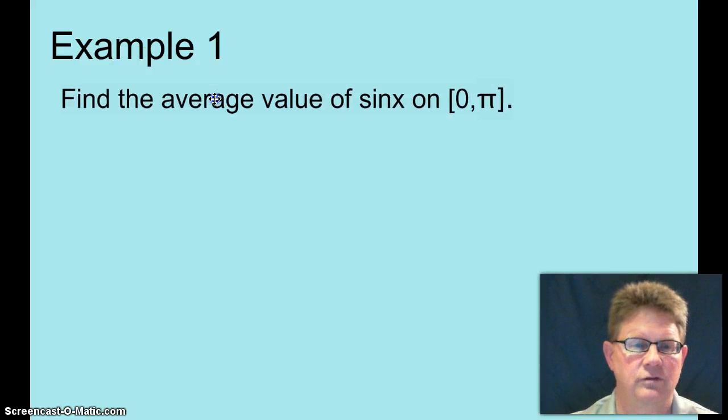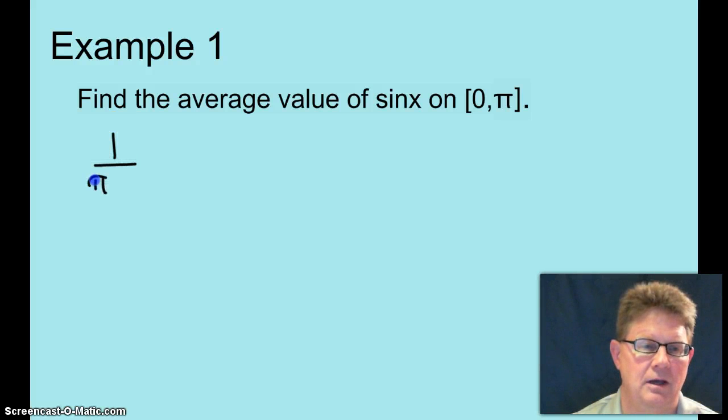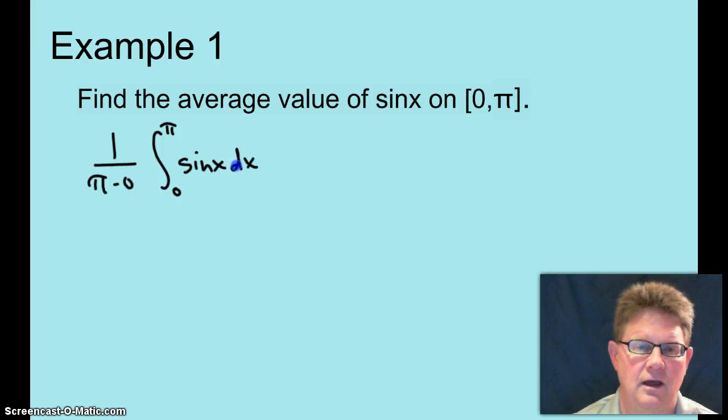Find the average value of sine x on 0 to pi. Okay. So, the average value would be 1 over pi minus 0, the integral from 0 to pi, sine x dx. So, 1 over pi times, okay, what's the antiderivative of sine x? Good, negative cosine x, evaluated at pi and 0.